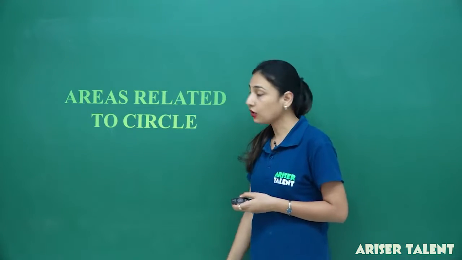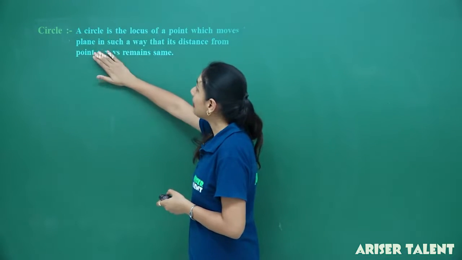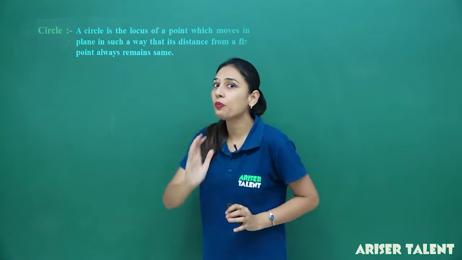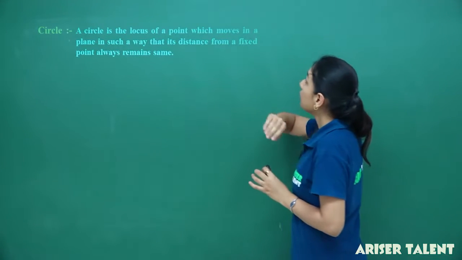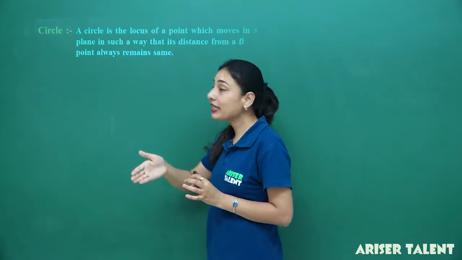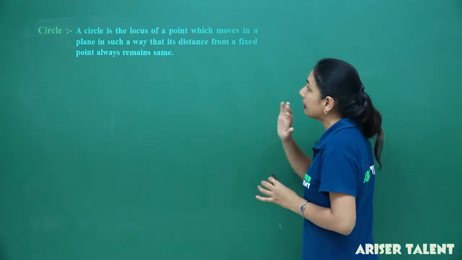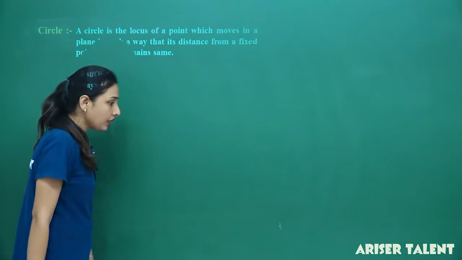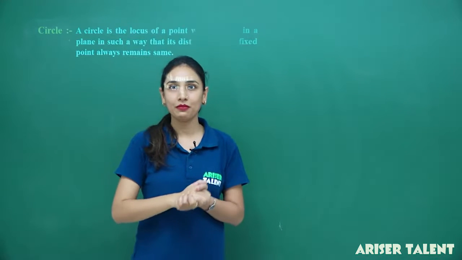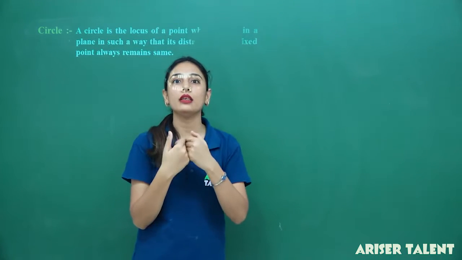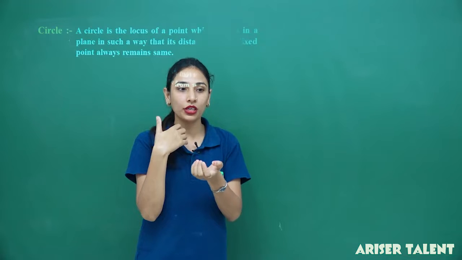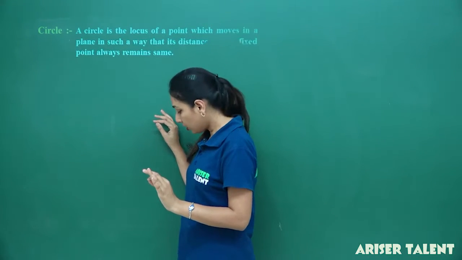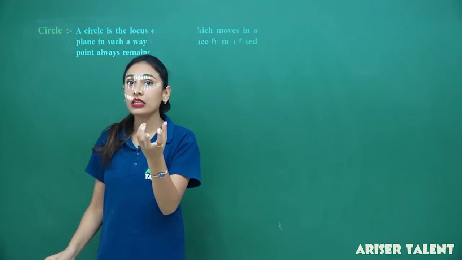This is a circle. Now what is a circle? A circle is a locus. Locus is just a path, students. Locus is a kind of path of a point which moves in a plane in such a way that its distance from a fixed point always remains the same. Now students, what is this trying to communicate to you? It's a complicated language, but the meaning is so simple. Locus is nothing but a path.